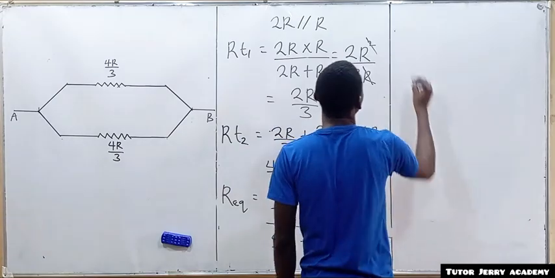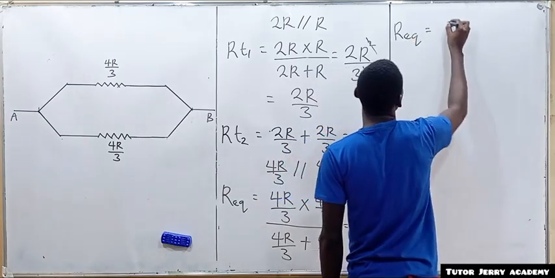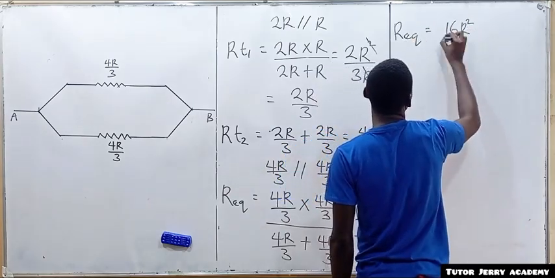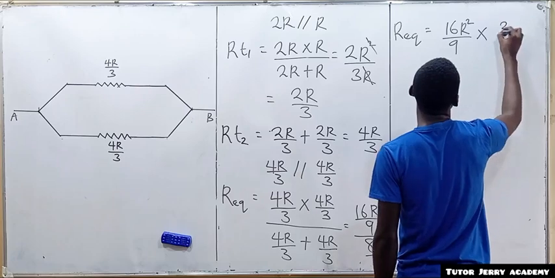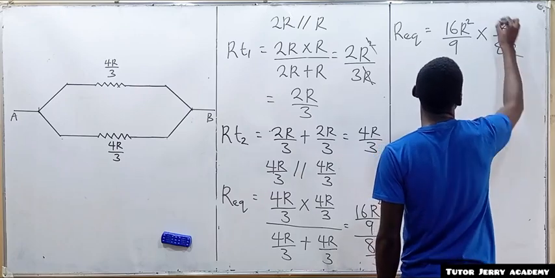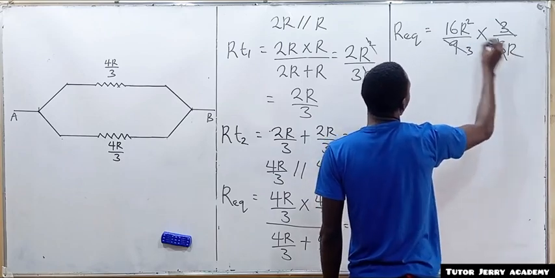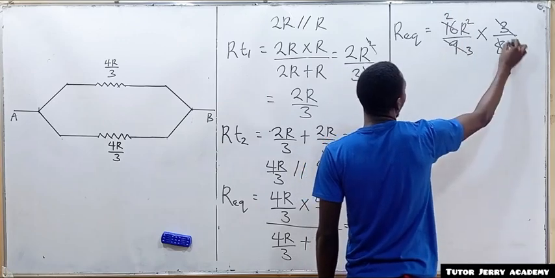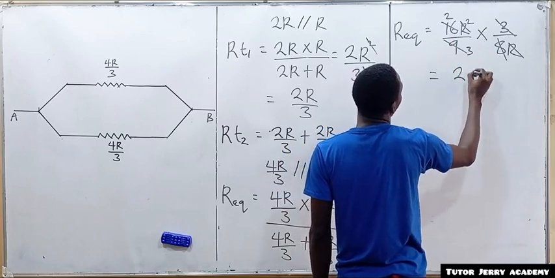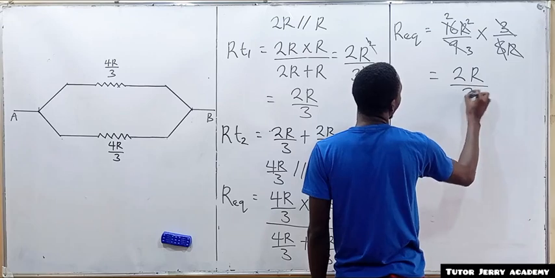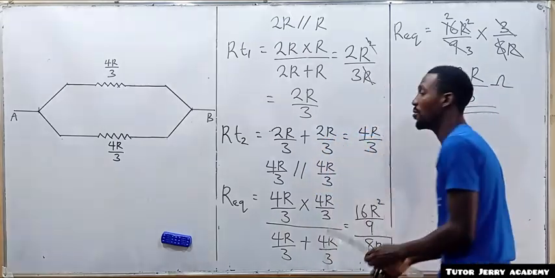So we can rearrange this. Then our R equivalent will be equal to 16R squared all over 9 multiplied by 3 all over 8R. 3 here 1, 3 here is 3. 8 here 1, 8 here 2. R here 1, R will go with 1 R here. Then we'll be left with 2R all over 3 ohm. So this will be the solution to the above question.